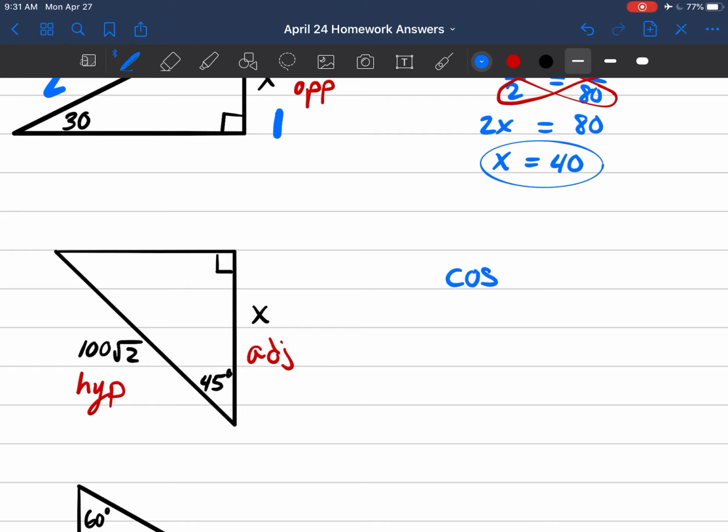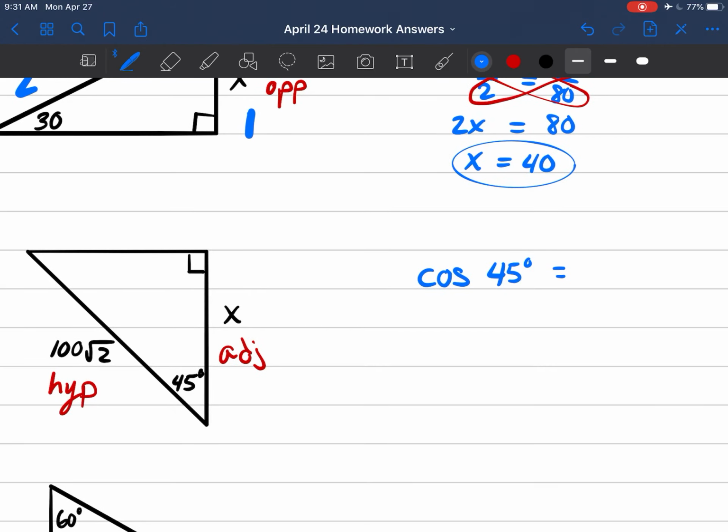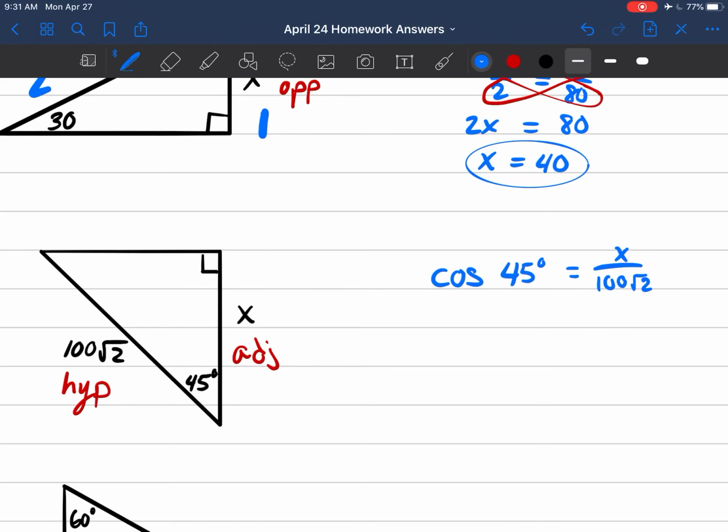So we're going to be using cosine of 45 degrees is equal to, and then you set up your fraction. So x over 100 square root 2. All right. So now let's figure out what is the value of cosine of 45. If we go back to the triangle that I just went over, what should be across from the 90-degree angle, or across from the 90, should be the square root of 2. And then what should be across from the 45? Across from the 45 should be a 1. And then on the other side is also a 1. So both sides are 1.